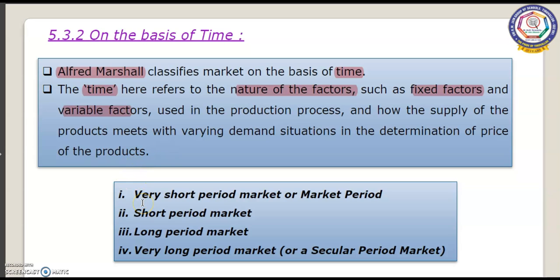Based on that, we can classify markets into very short period market or market period, short period market, long period market, and very long period market.